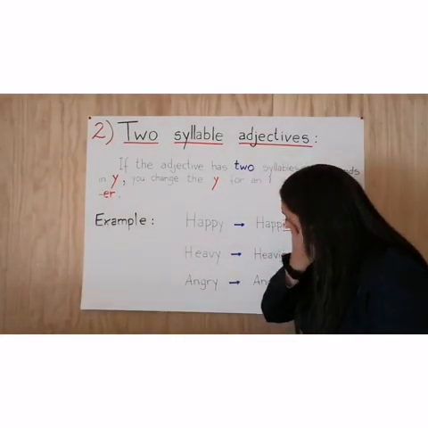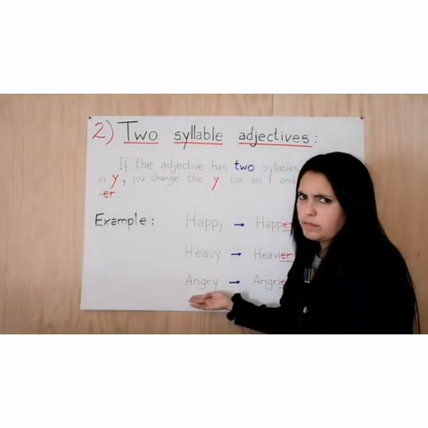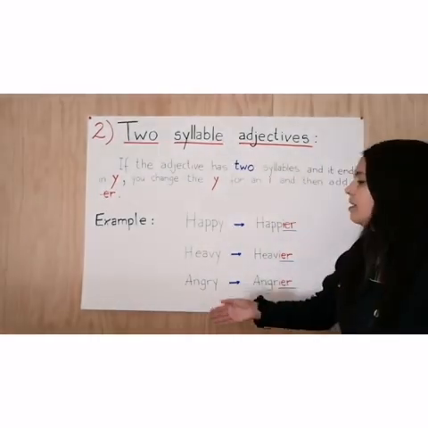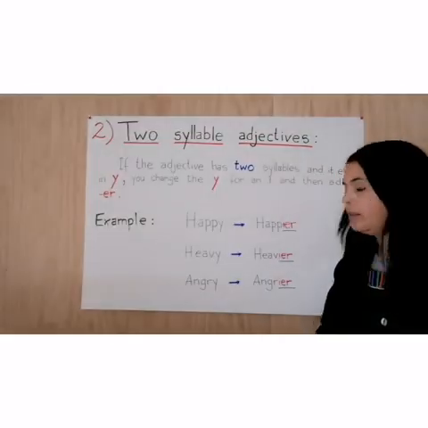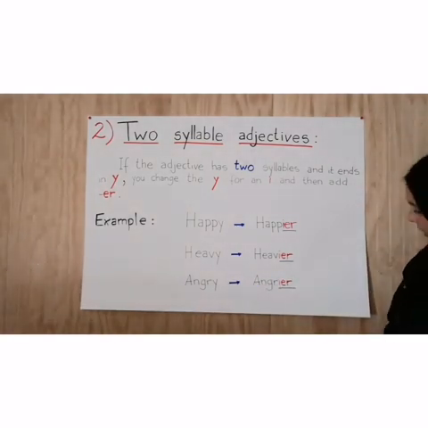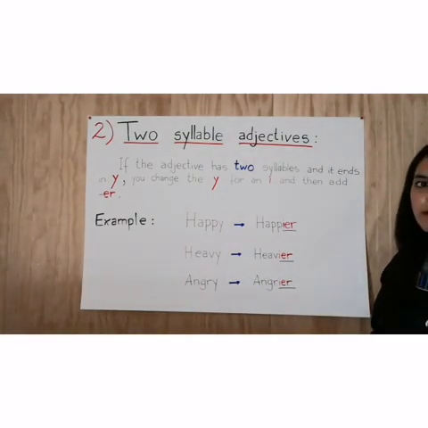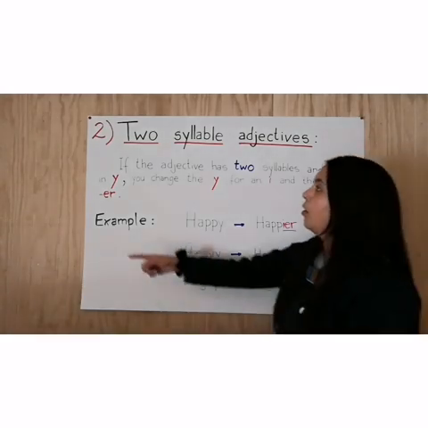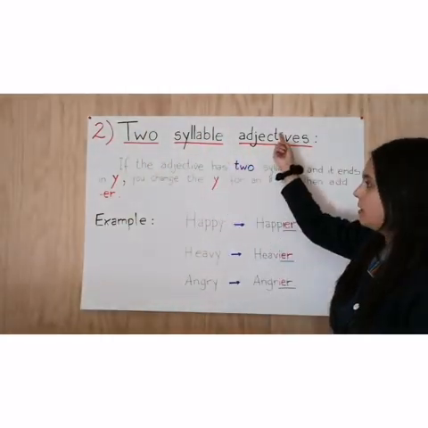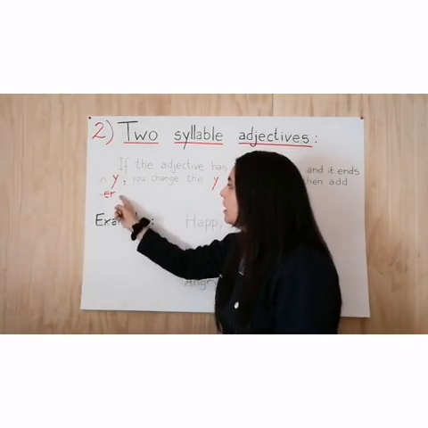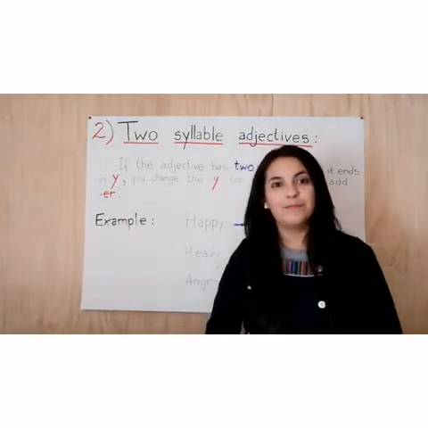The last example is angry. Angry, two syllables, and it ends in Y. So the comparative form is angrier. So, second rule, very important, two-syllable adjectives that end in Y.